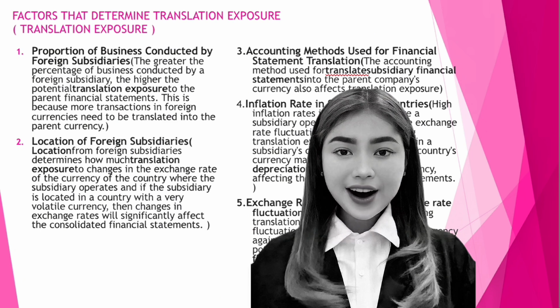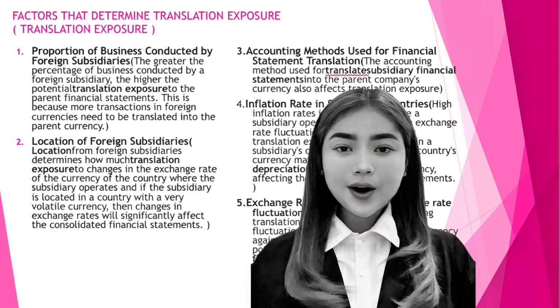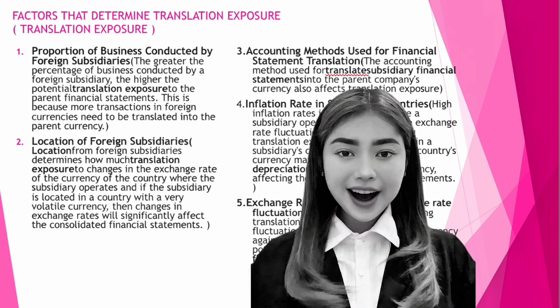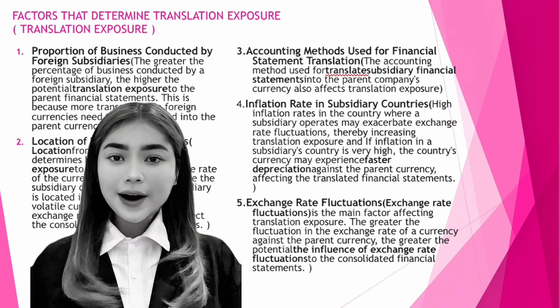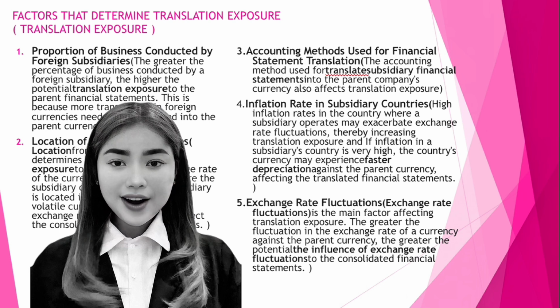Two, location of foreign subsidiaries. The location of foreign subsidiaries determines how much translation exposure changes in the exchange rate of the currency of the country where the subsidiary operates, and if the subsidiary is located in a country with a very volatile currency, then changes in exchange rates will significantly affect the consolidated financial statements. Three, accounting methods used for financial statement translation. The accounting method used to translate subsidiary financial statements into the parent company's currency also affects translation exposure.